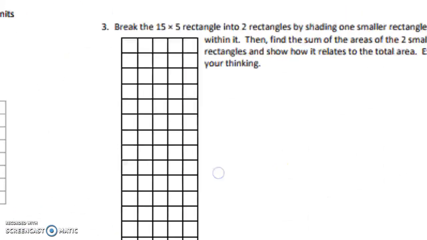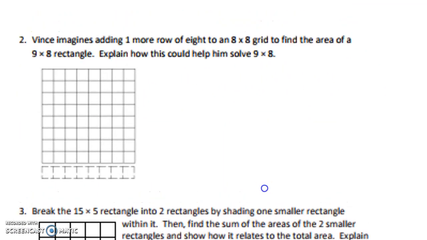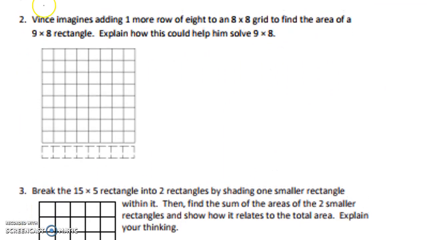All right, let's go to the second page. Here we've got number 2. Vince imagines adding one more row of 8 to an 8 by 8 grid. We call this 8 by 8 when we're reading it. To find the area of a 9 by 8 rectangle. Explain how this could help him solve 9 times 8.